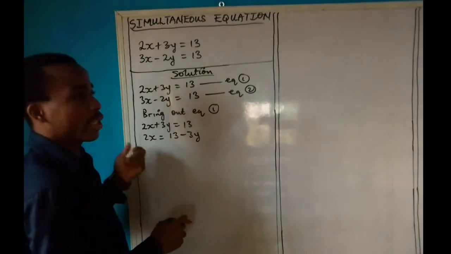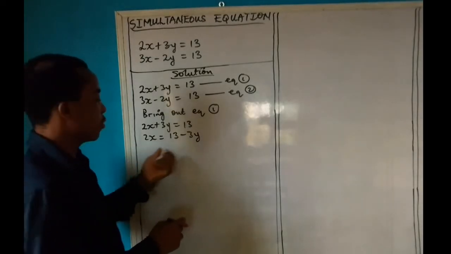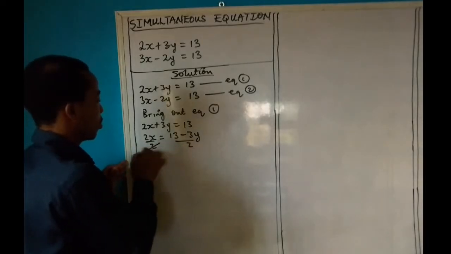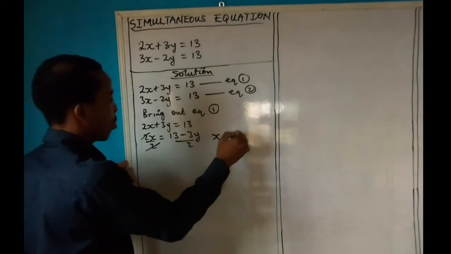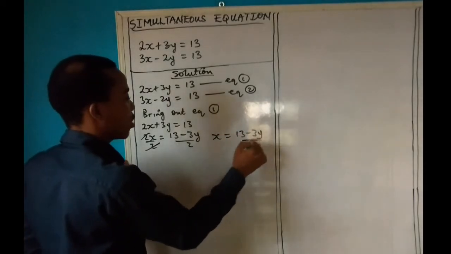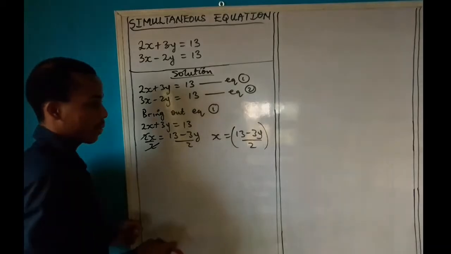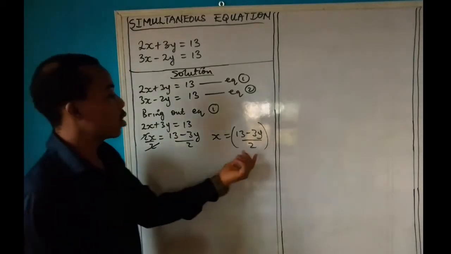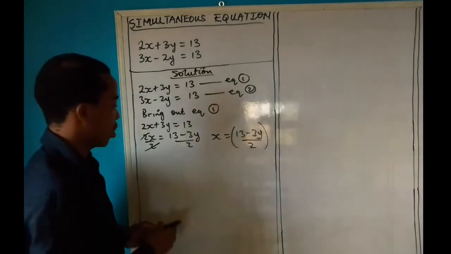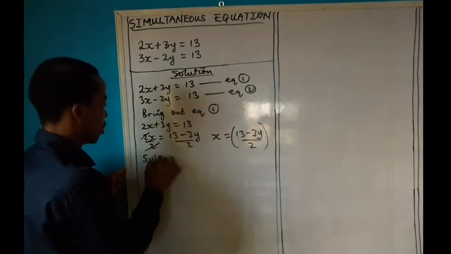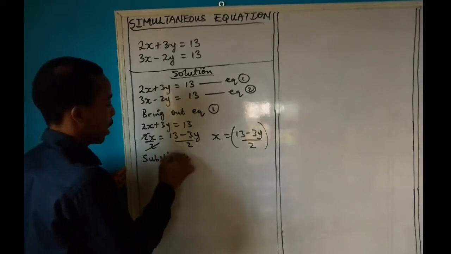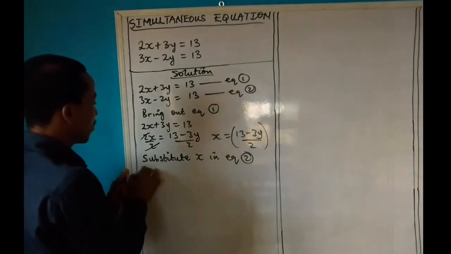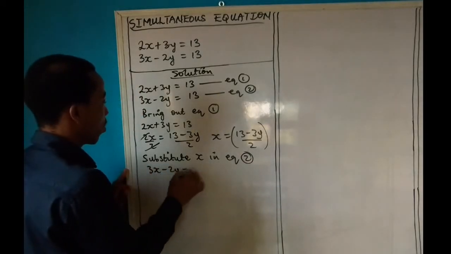Now, I want to make x the subject. So finally, I will divide both sides by 2. Then x will be 13 minus 3y over 2. This is what x is. Now, what I will do next is substitute this x in equation 2. Equation 2 is simply 3x minus 2y equals 13.